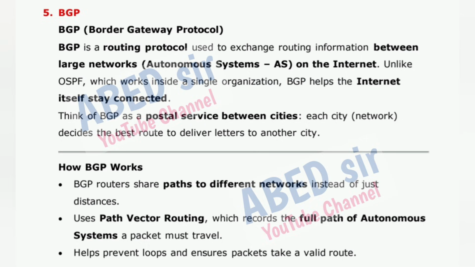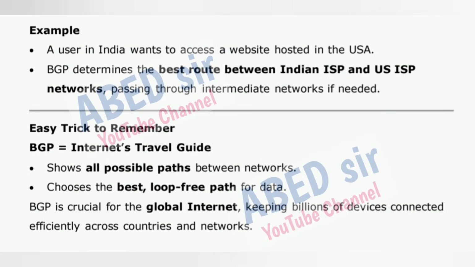How BGP works. BGP routers share paths to different networks instead of just distances. Uses path vector routing, which records the full path of autonomous systems a packet must travel. Helps prevent loops and ensures packets take a valid route. Example. A user in India wants to access a website hosted in the USA. BGP determines the best route between Indian ISP and US ISP networks, passing through intermediate networks if needed.